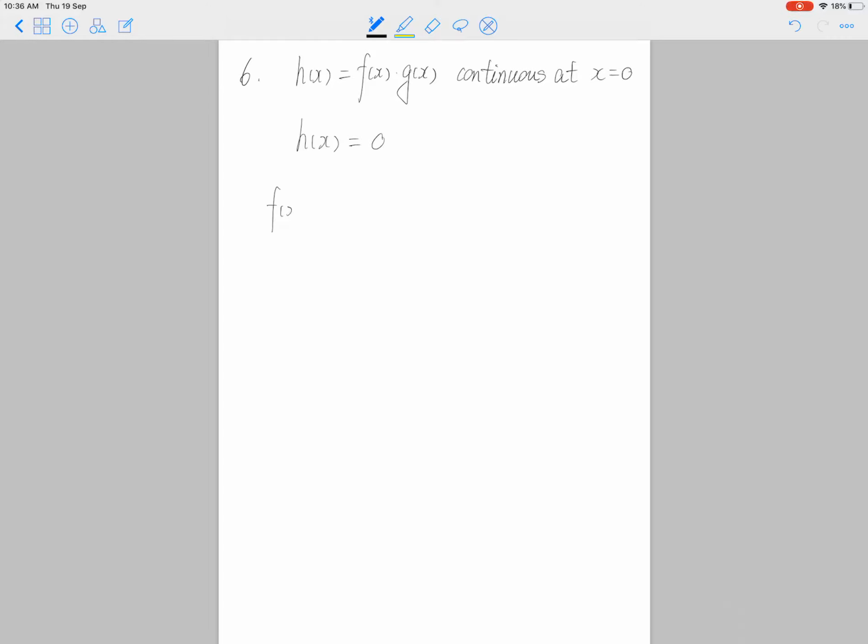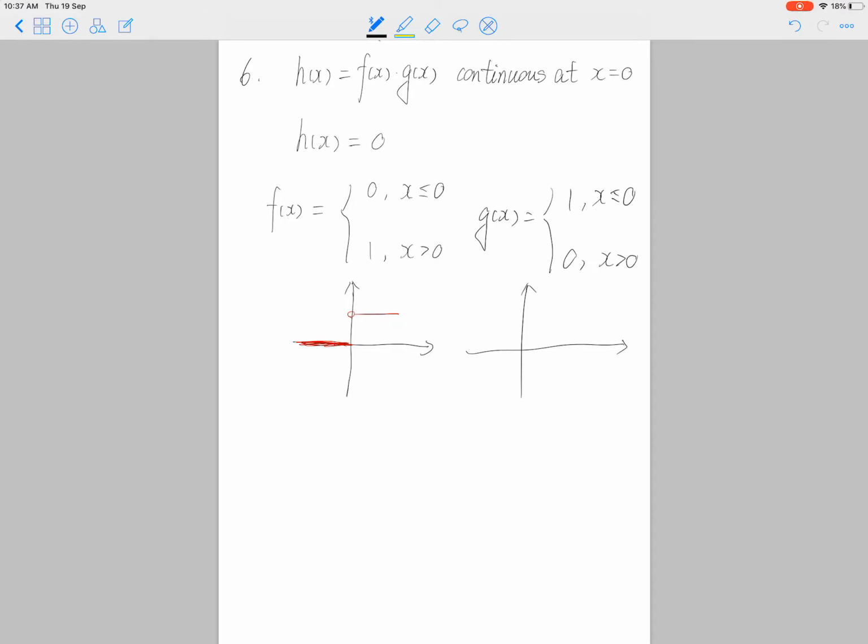So what is f(x)? f(x) is a piecewise function. It is 0 when x is smaller or equal to 0. It is 1 when x is greater than 0. So what about g(x)? We can say g(x) is 1 when x is smaller or equal to 0, and 0 when x is greater than 0.